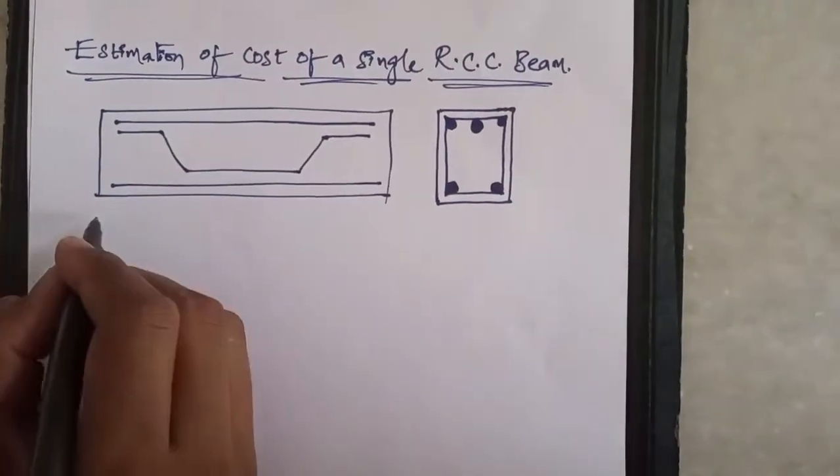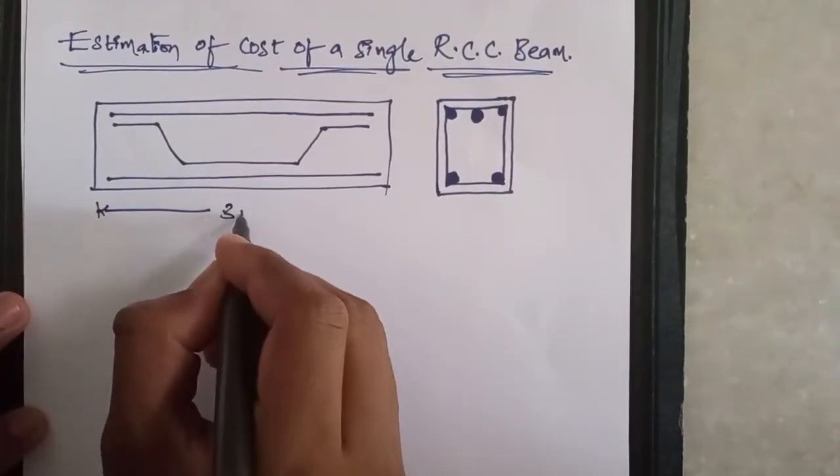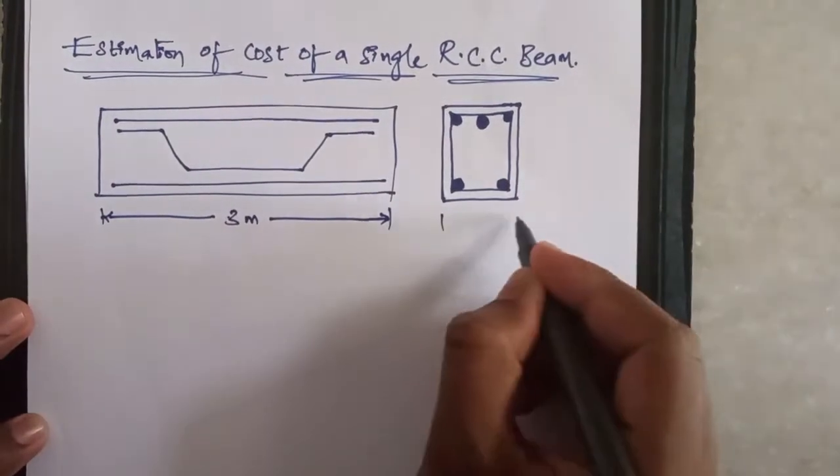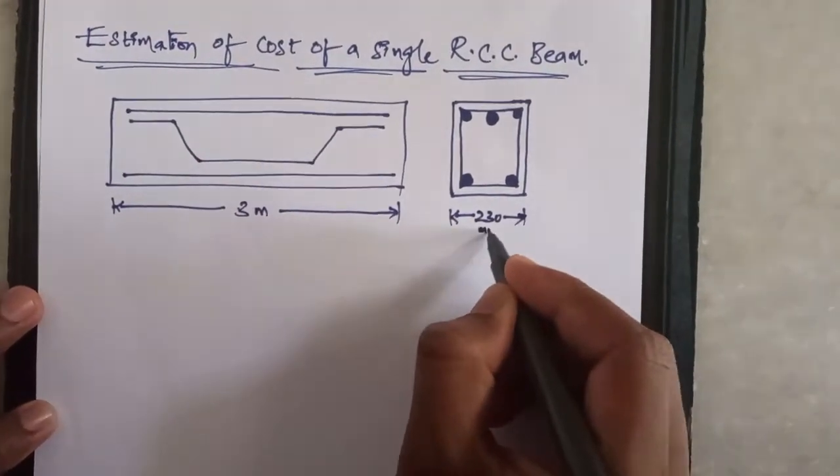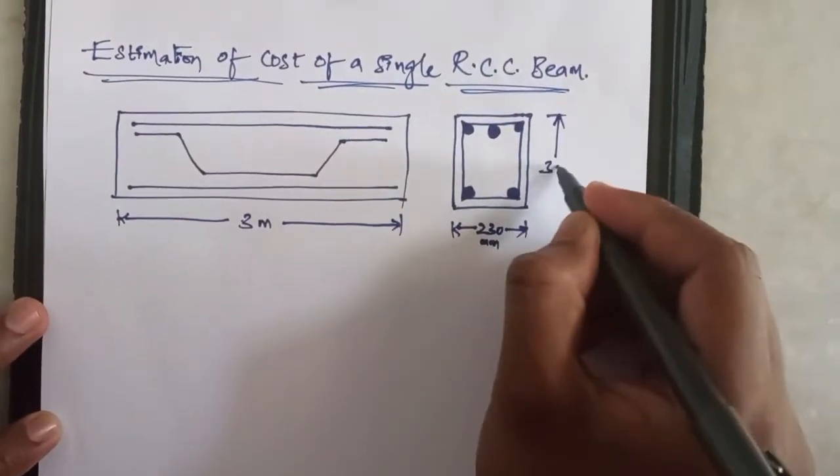Hello friends, today's topic is estimating the cost of a single RCC beam. I am considering a beam of span 3 meters, width 230 mm and depth 300 mm.